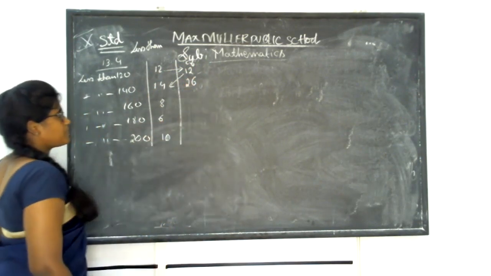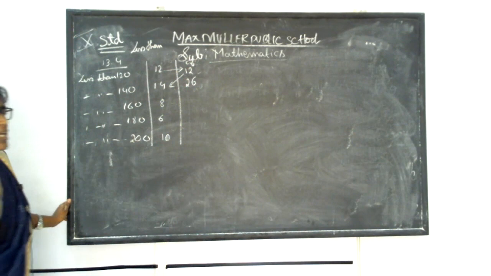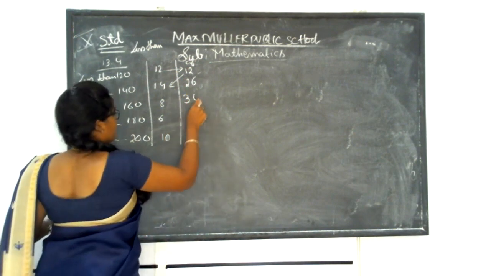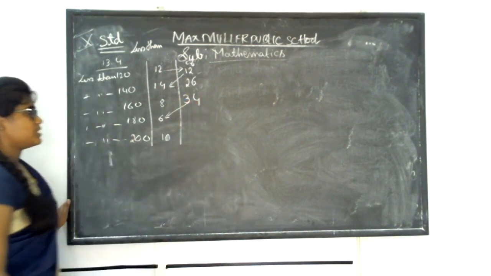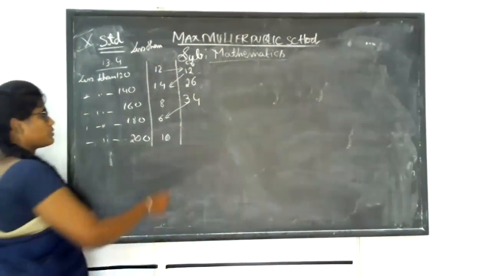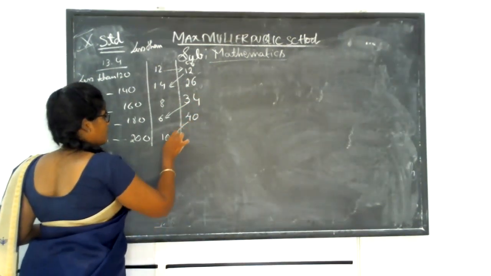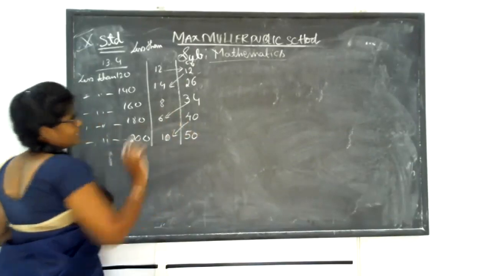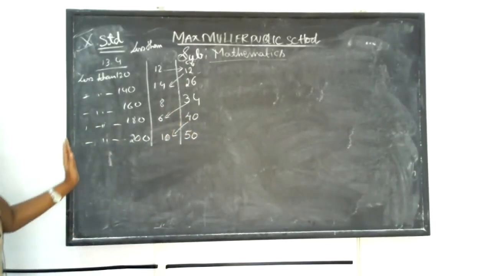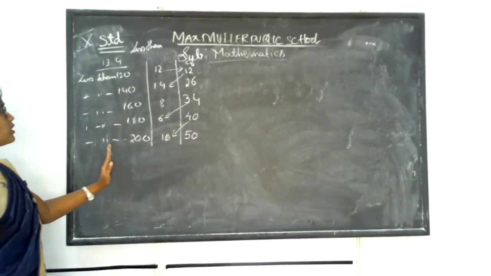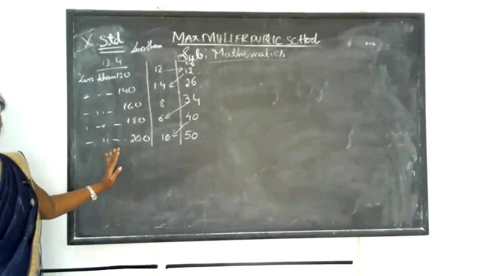Then 6 plus 8 is 14, so it will be 34. Then 4 plus 6 is 10, so it will be 40. 40 plus 10, 50. Only this much. Only 3 columns. What you need to find?